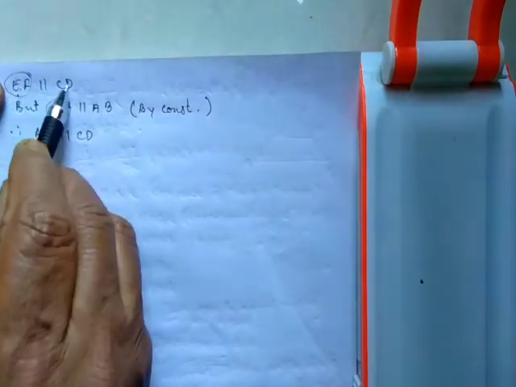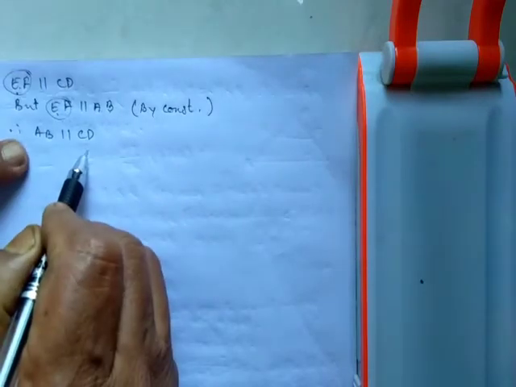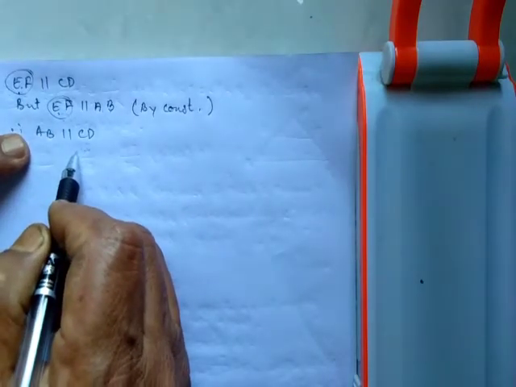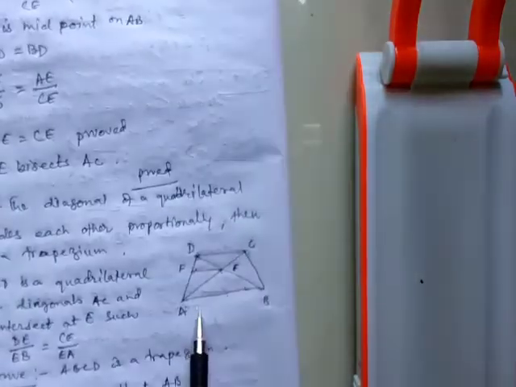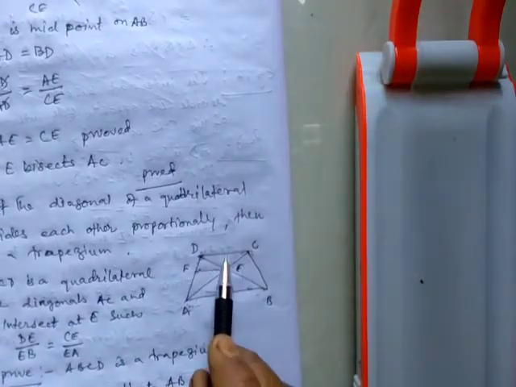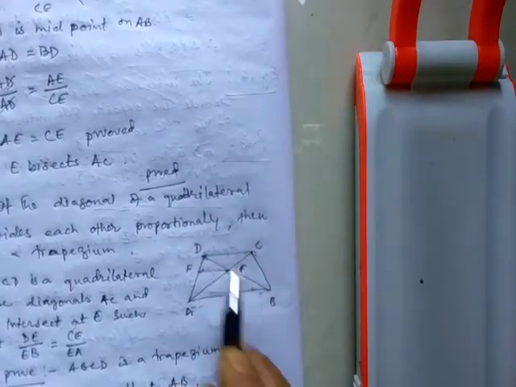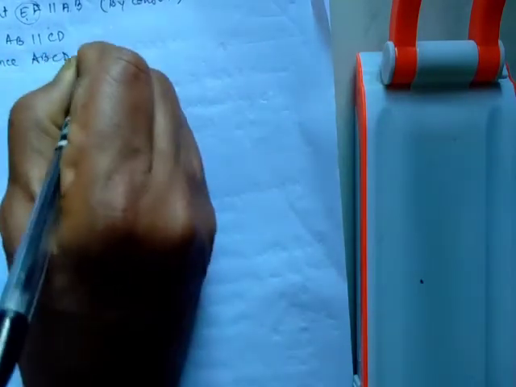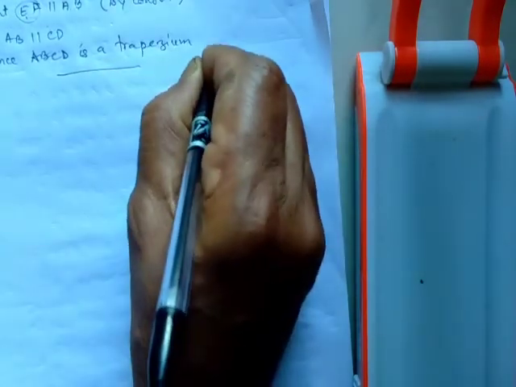This is parallel to CD and this is also parallel to AB. These two are the same, then these two are parallel. When you find that AB is parallel to CD, when these two sides are parallel in quadrilateral ABCD, therefore this became a trapezium. Hence ABCD is a trapezium. This is proved.